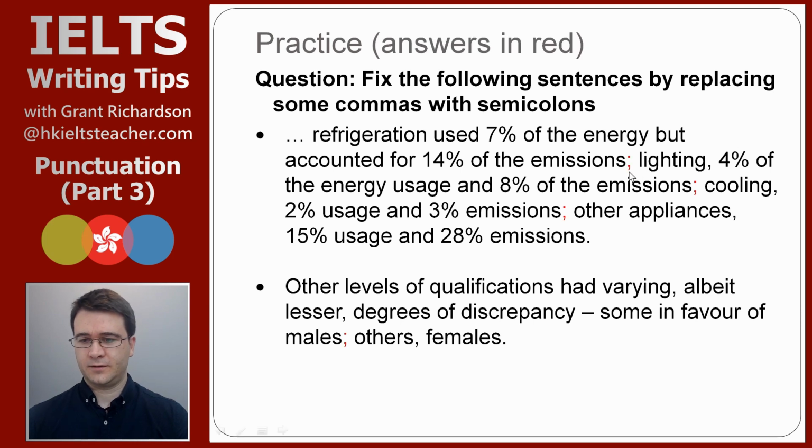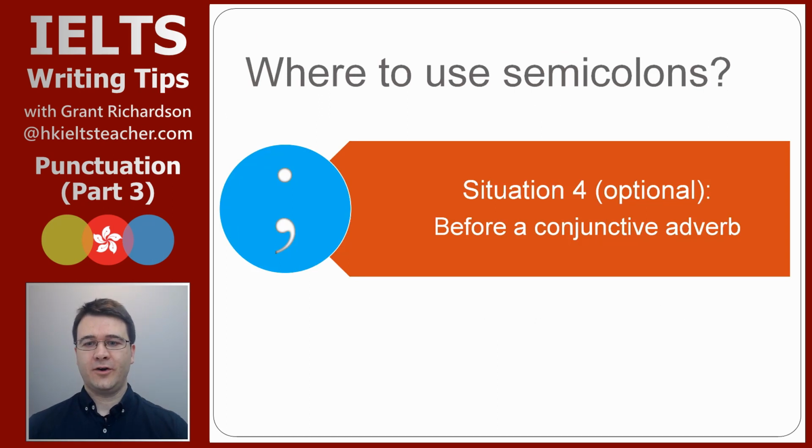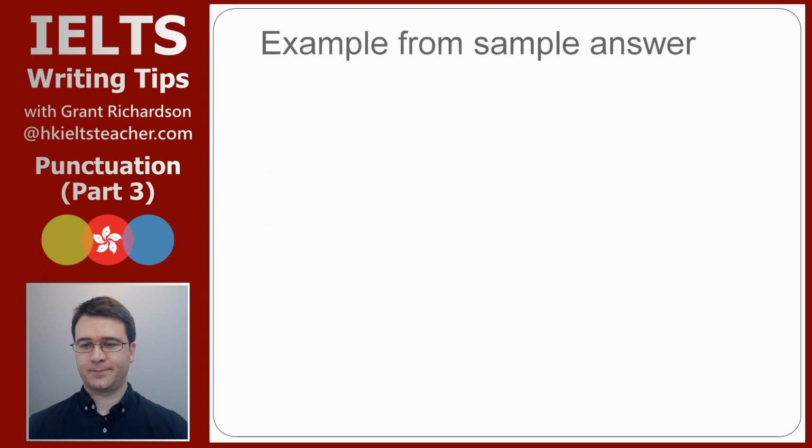Here you can see there's a semicolon, semicolon, semicolon, and the last one is here. And the fourth and final situation where you can use a semicolon is before a conjunctive adverb. And this one again is optional, just like situation 2 was.